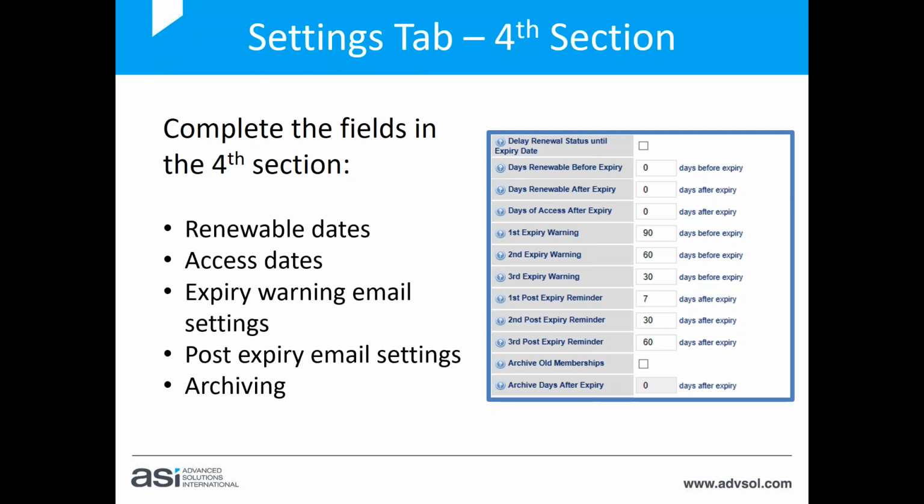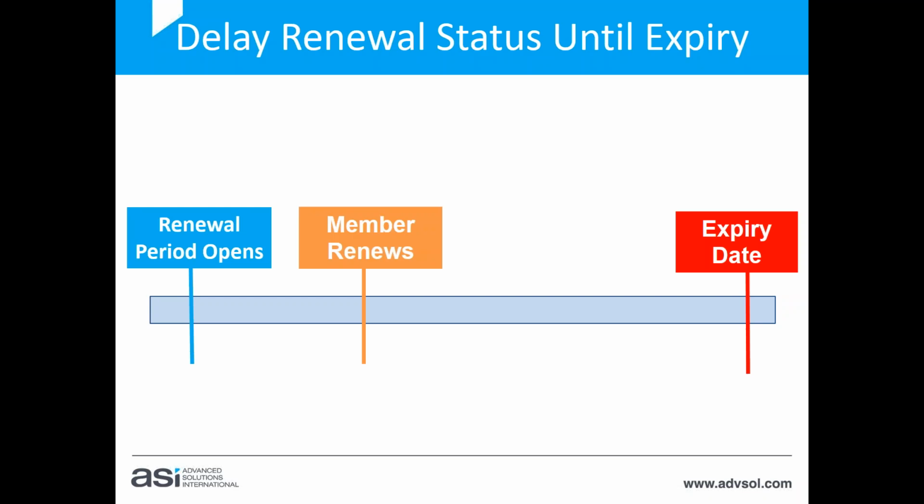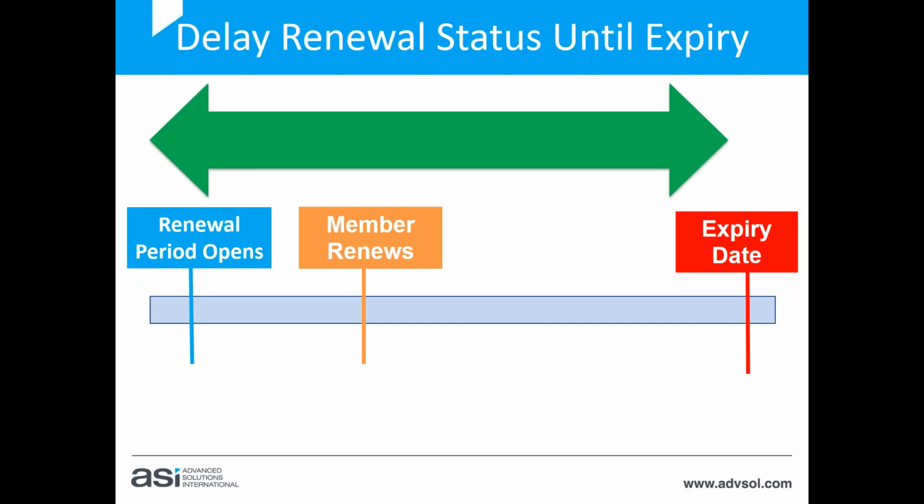So I'm going to start with the renewal status, the field delay renewal status until the expiry date. What does it mean when you tick this box? Have a look at the diagram displayed here. What this means is that when the membership is open for renewal, the renewal period is open, and the member renews their membership prior to the expiry date, the new status may be pending payment or pending approval.